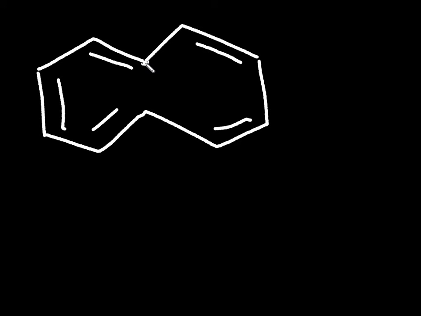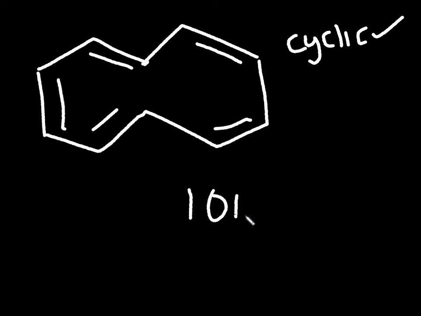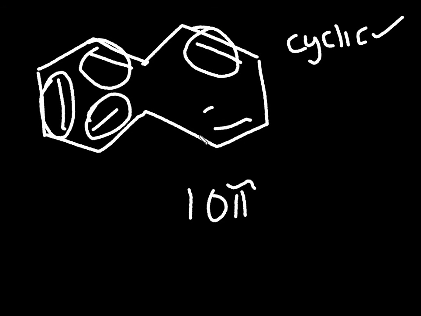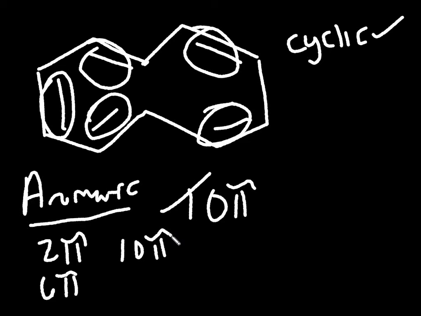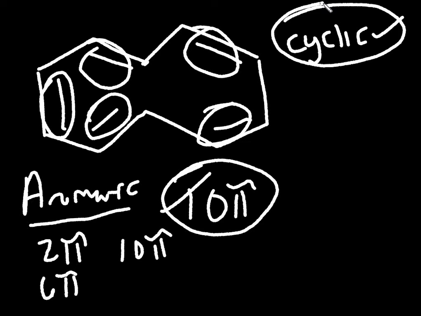Now, is this aromatic? Well, I can tell you that it is cyclic. I can tell you that it has 10 pi electrons, right? 2, 4, 6, 8, 10. And that does go with our little chart that we made, where if it's 2 pi, 6 pi, 10 pi, it's aromatic. So, okay, Dre, what are you saying? It has to be aromatic, right? It has the 10 pi electrons, it's cyclic, it's conjugated.